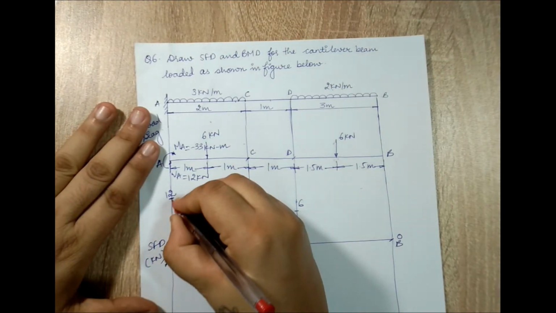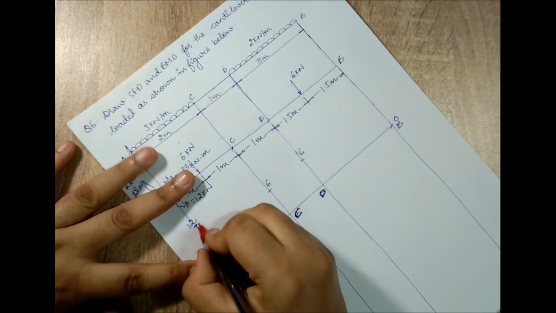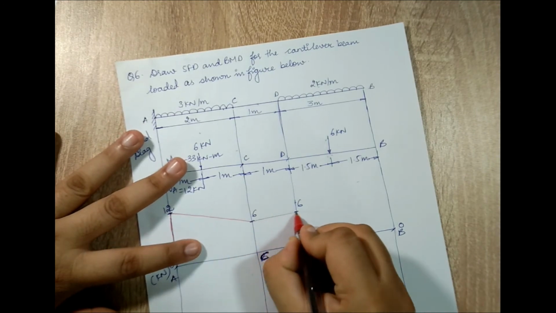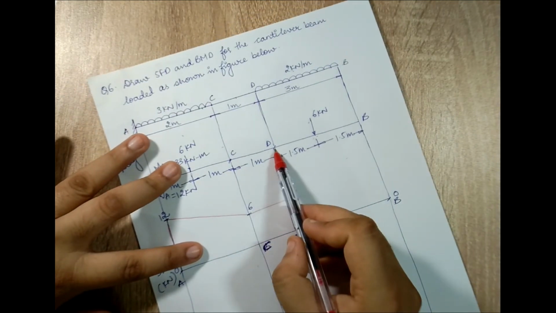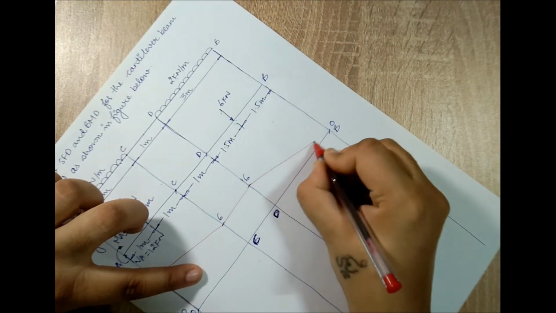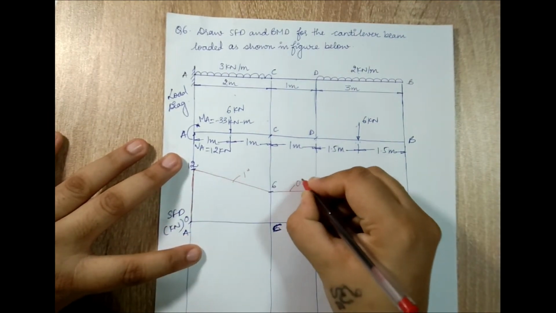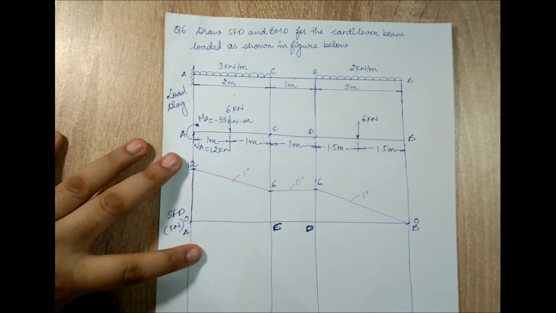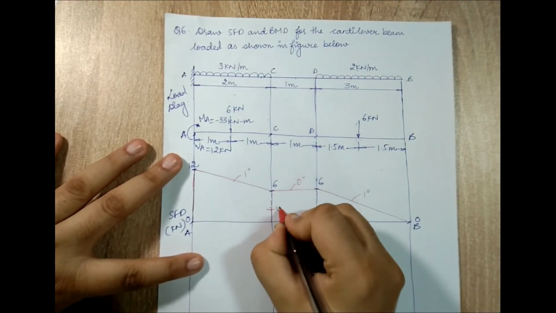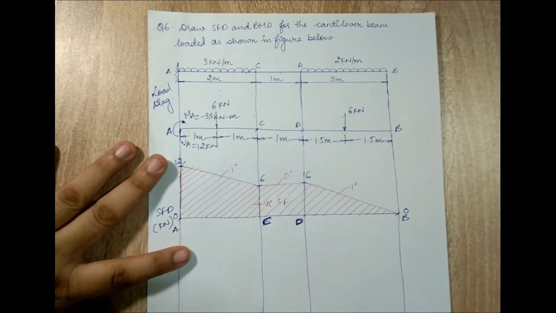Now I'll join these points. From left of A to right of A is a straight line. From 12 to 6, I'm going to join with the help of a straight line. From 6 to 6, this will be a constant line. You can see there is no shear force, hence the line is constant. From 6 to 0, again with the help of a straight line. You can see for SFD, I am getting a 1 degree line. This is 0 degree and this is a 1 degree line. I'll join these points to C and D. This is positive shear force and I'll draw the hatching line. So this is my SFD diagram.